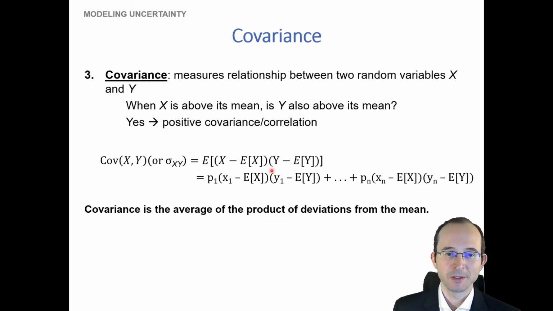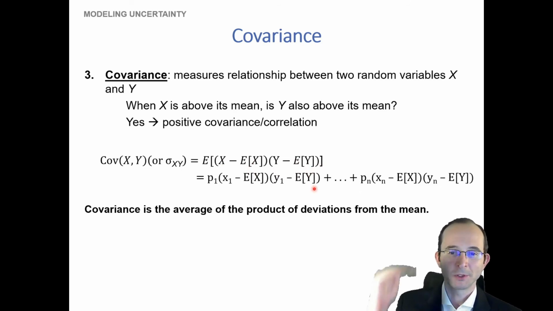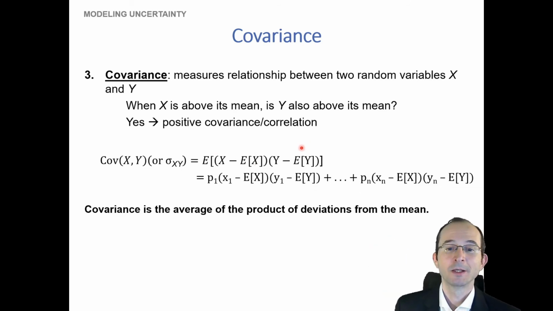And since these differences are now signed, that means that each time we have x above its mean and y above its mean, that boosts covariance. Each time x is below its mean and y is below its mean, it again boosts it, because negative times negative is positive. And each time they mismatch, one is above, one is below, that lowers it.